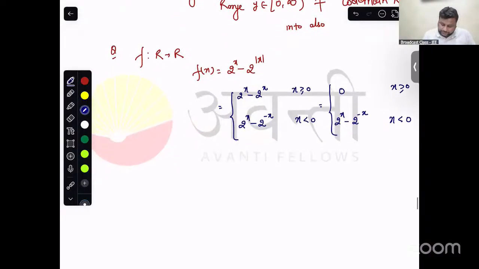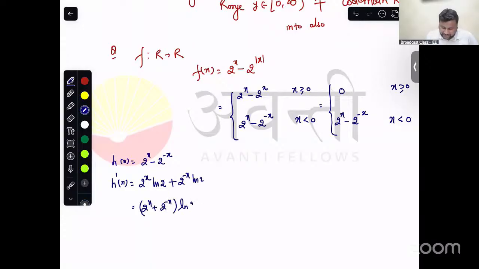Now see, let me consider another function h(x) as 2 to the power x minus 2 to the power minus x. If you calculate h dash x, the derivative of 2 to the power x is 2 to the power x ln 2. It will be 2 to the power minus x ln 2. So it is 2 to the power x plus 2 to the power minus x, times ln 2, which is greater than 0. So that means this function h(x) is always increasing.